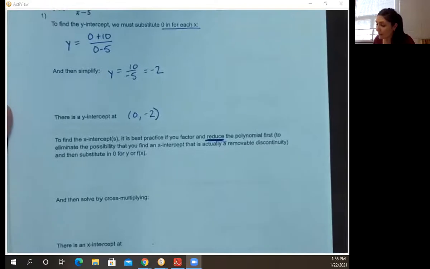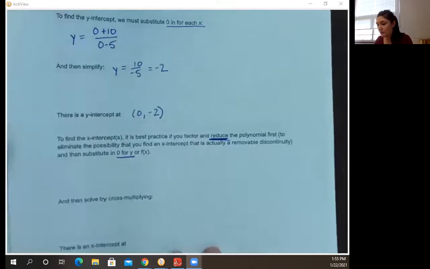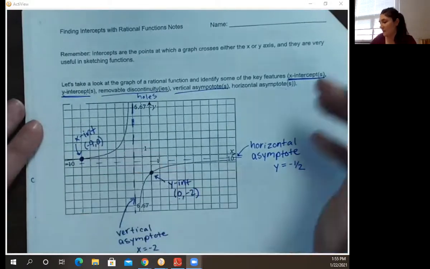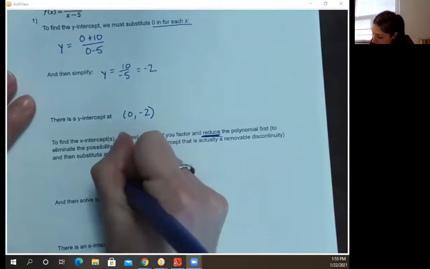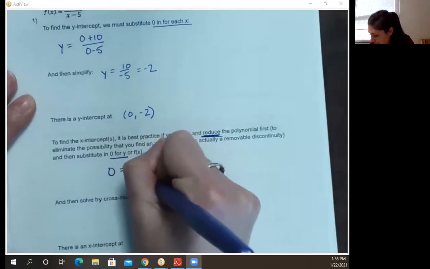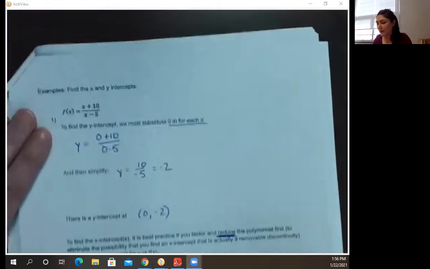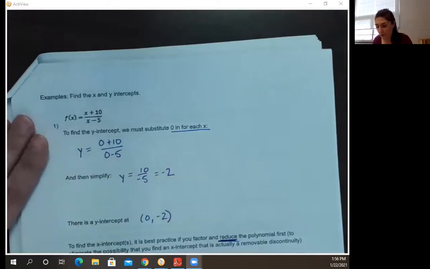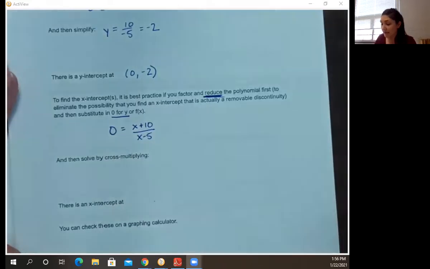So for this problem, I can go ahead and substitute in 0 for y, because remember, the x-intercept happens when that y value is 0. So what I'm going to do is come over to my function and plug in 0 for my y value. And now our goal is to solve for x. Okay? So up here, we solved for y. We plugged in 0 for x and solved for y. That gave us the y-intercept. Now we're plugging in 0 for y, and we need to solve for x.